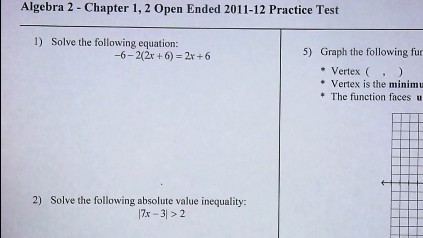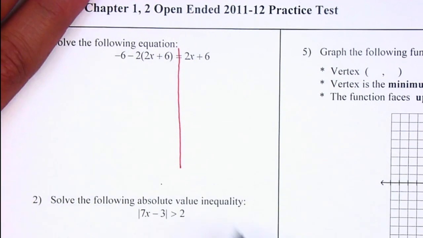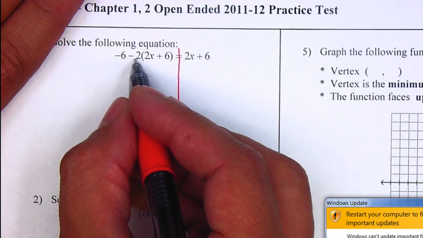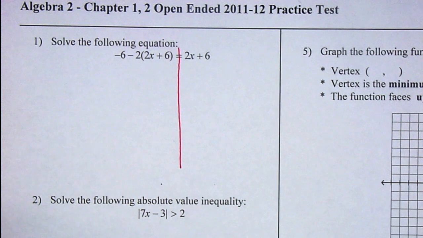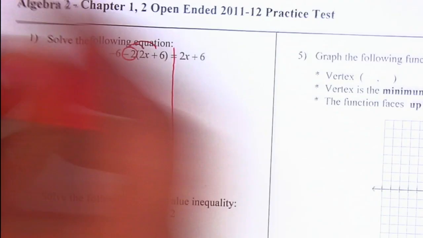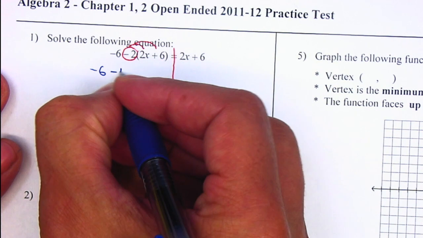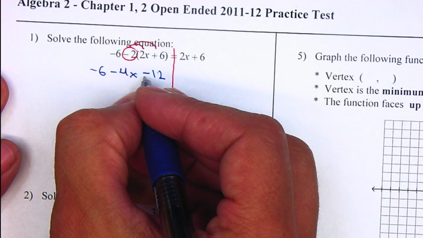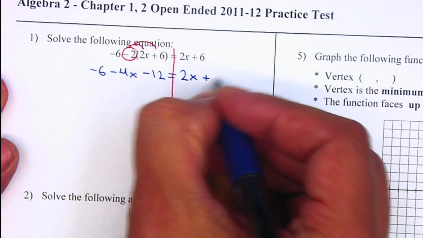Problem number 1. We are going to solve the following equation. I'm going to draw my line. Many of you guys are tempted to combine negative 6 minus 2. You want to make sure that you distribute not the 2, but the negative 2 first. The negative 6 comes down, negative 2 times 2x will be negative 4x. Negative 2 times 6 will be negative 12. Some of you guys are giving me the incorrect sign here.